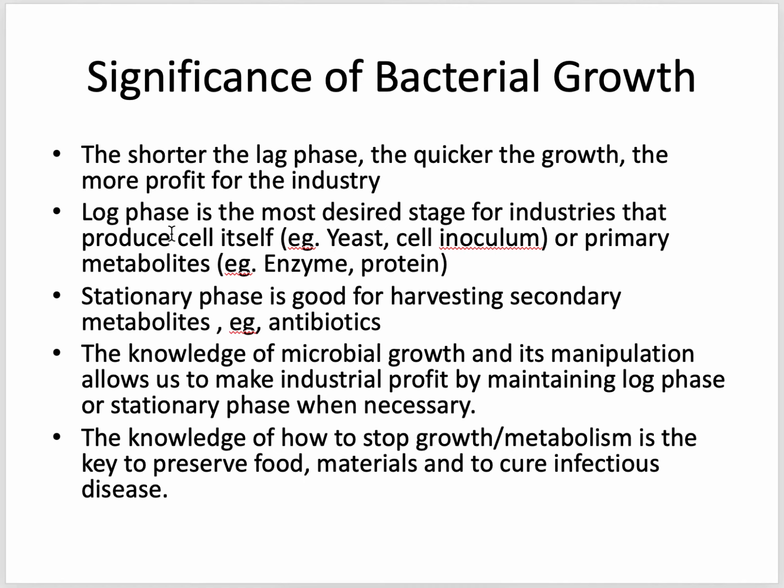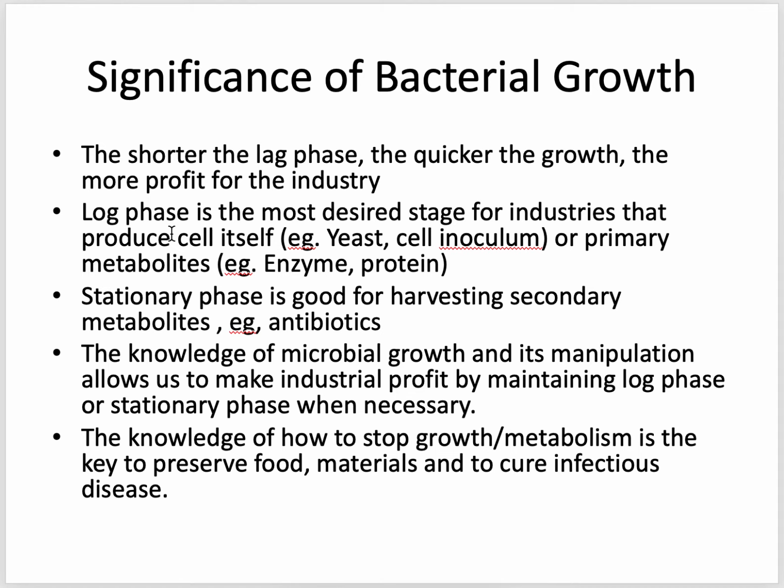We can also design our culture in a way that the stationary phase will be extended. When do we need to extend the stationary phase? For example, you want to produce antibiotic. Bacteria produce antibiotic when they are in the stationary phase, and these are called secondary metabolites.